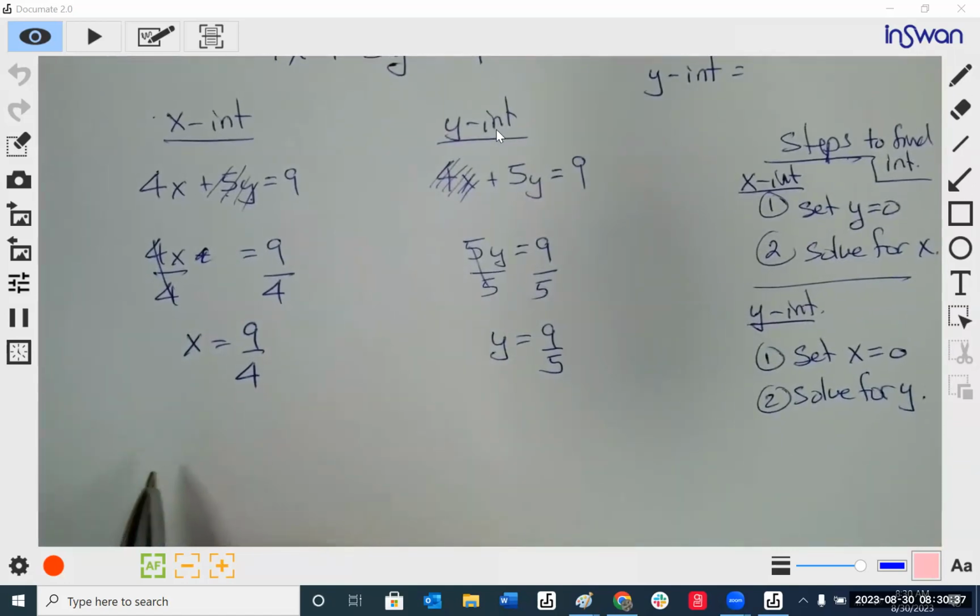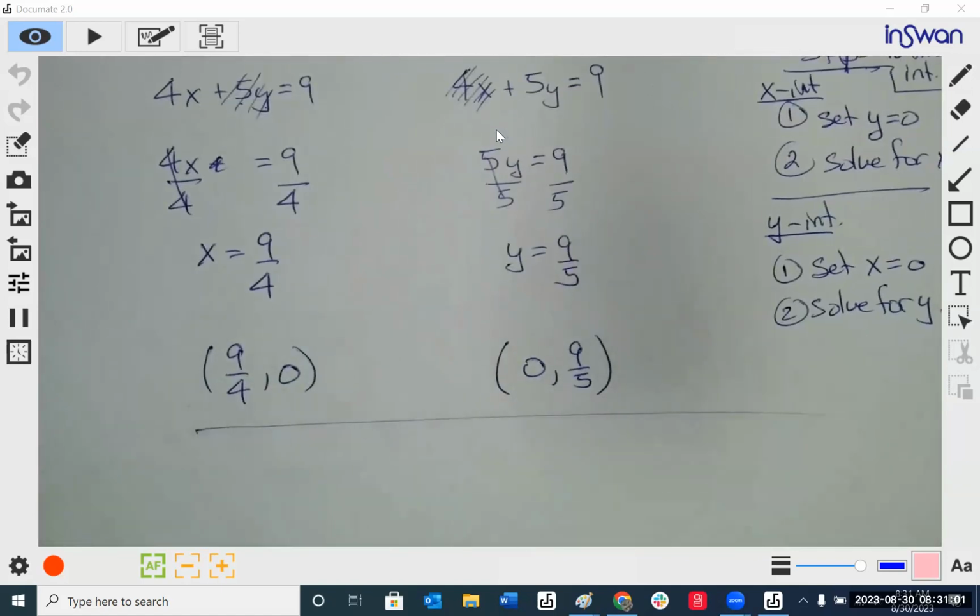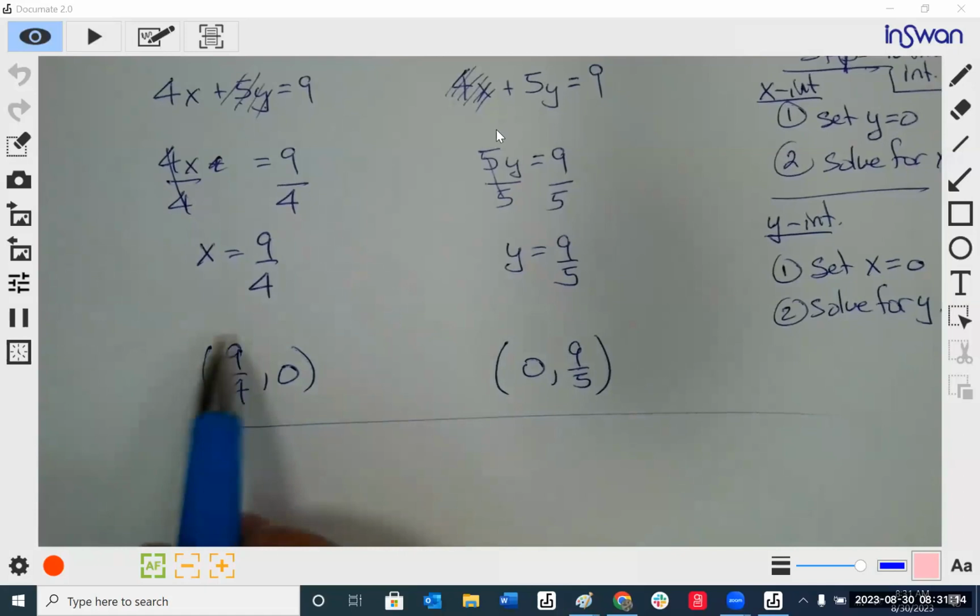So the answer for the first one, what is the x-intercept? Nine over 4, comma 0. That's the x-intercept. It's the location. And then for the y-intercept, right. And here's the problem with computerized homework assignments. Sometimes they'll accept 9 over 4 as an answer.